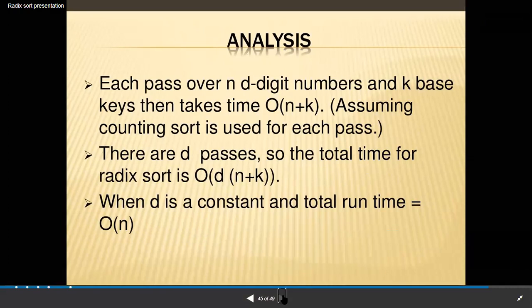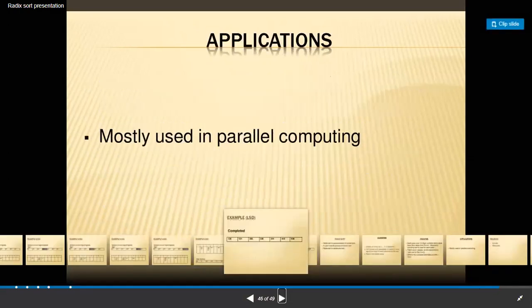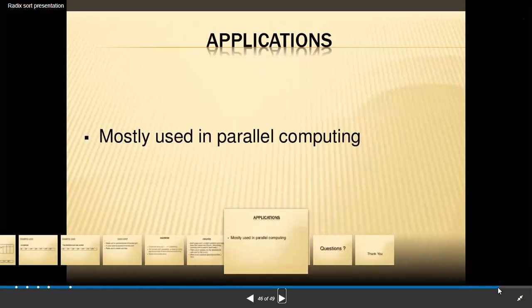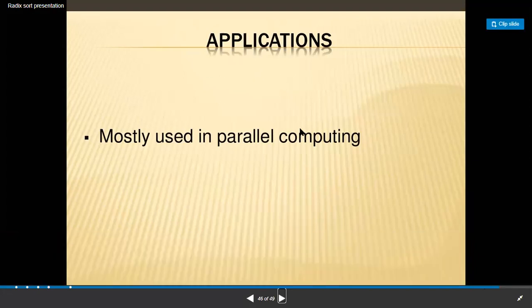Now, where is it actually applied? It is applied in most cases in parallel computing. We use Radix sort in the case of parallel computing, and this is something that you will learn not now, but in your advanced courses. So this is all about Radix sort.